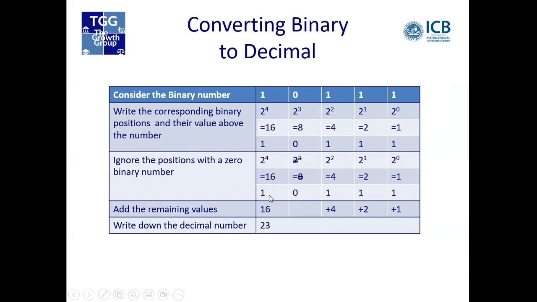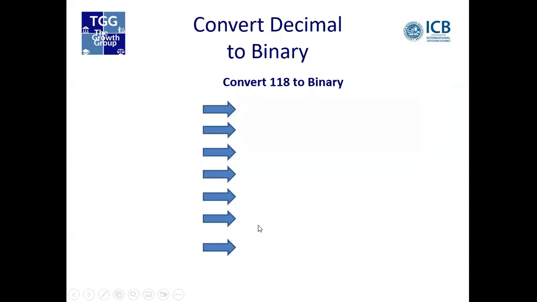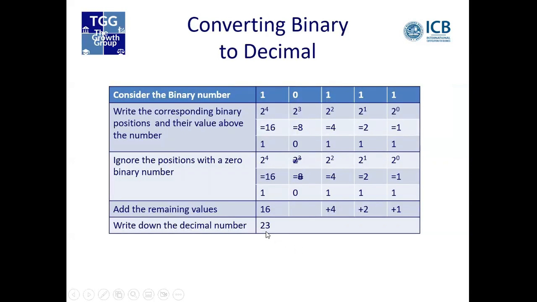Then we go and look at the binary number again, and we ignore the positions with a binary 0. So here is the only 0. So this value of 8 we are going to ignore when we are trying to establish the decimal number. And that's why you have the double strike through there. And then the values that remain, the 16, the 4, the 2, and the 1, we simply add together, and we can then write down the decimal number as 23.